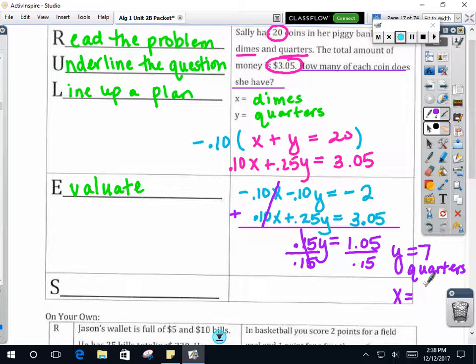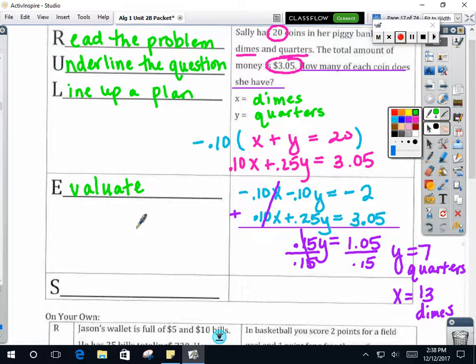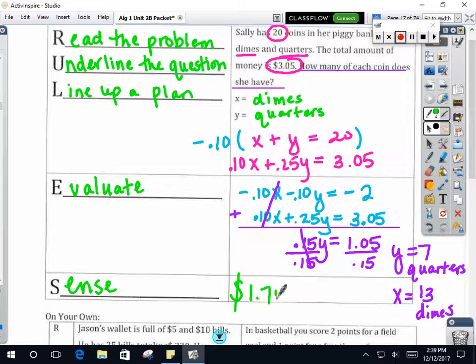And correct. If there's 20 coins sitting in that bank and 7 are quarters, then 13 of them are dimes. Now, the S represents what? The S in the rules says, does it make sense? If you have 7 quarters, how much money is that? 7 quarters. 175. Or if there's 13 dimes, how much money is that? And so how much is that total? And isn't that what it said was in the bank? So that means it makes sense. We did it right. Okay, now go down to the bottom.